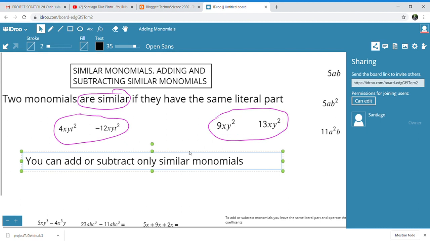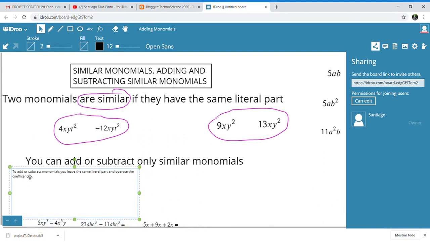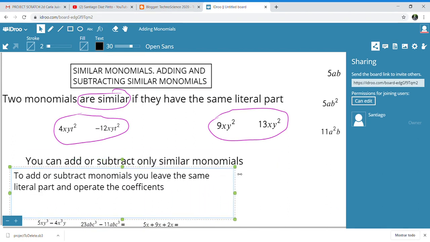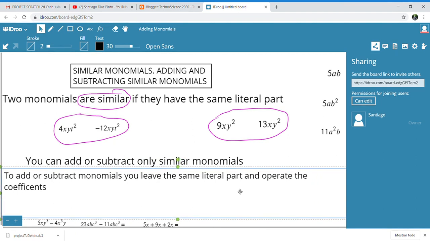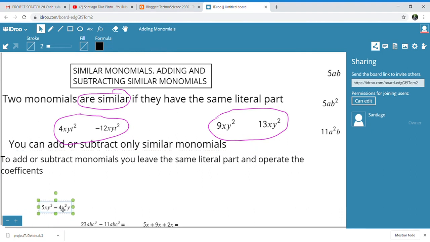Okay, how do we do that? How do we do the addition or subtraction of monomials? Well, the only thing we have to do when we operate monomials is to operate the coefficients. So to add or subtract monomials, you leave the same literal part and operate the coefficients. So let's see examples.